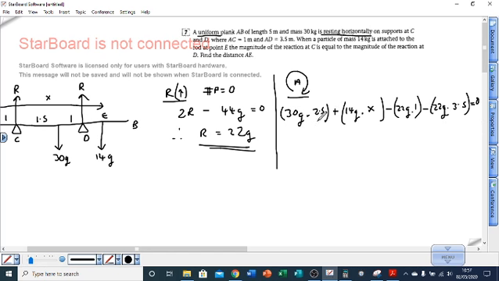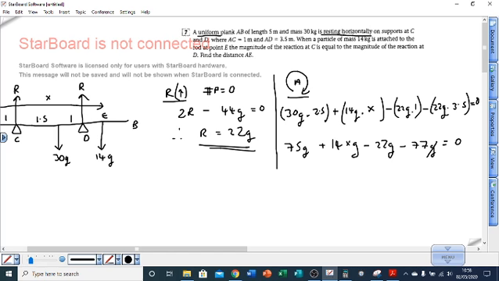Working these out, you've got 2.5 times 30 is 75, so 75g plus 14Xg minus 22g minus 3.5 times 22, that is 77g. Okay, it is equal to 0.